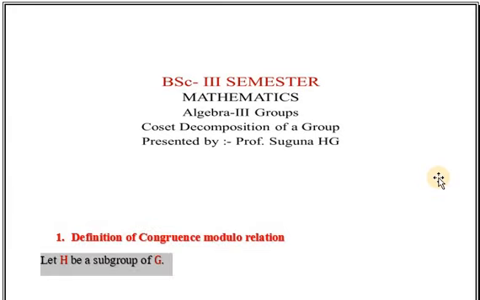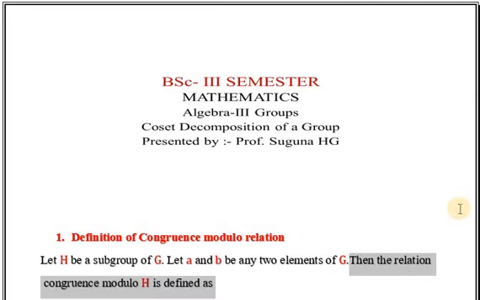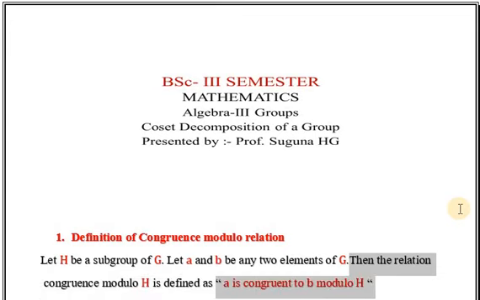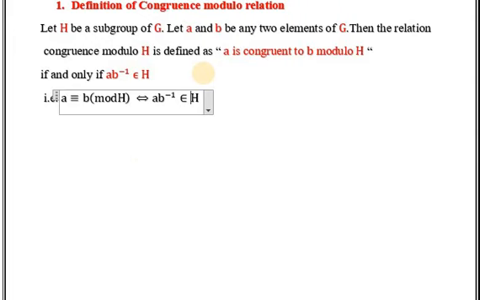Let H be a subgroup of G and let A and B be any two elements of G. Then the relation congruence modulo H is defined as: A is congruent to B modulo H if and only if AB inverse belongs to H. This can be symbolically represented as A is congruent to B mod H implies AB inverse belongs to H. If AB inverse belongs to H, then A is congruent to B under modulo H.